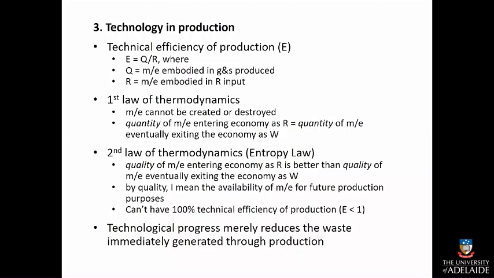The second law of thermodynamics is the entropy law. And this relates to the quality of matter and energy. So even though we can't destroy or create or increase the quantity of matter and energy, we can affect the quality. And we will. When we use matter and energy, we reduce the quality of the matter and energy that has entered the economy as natural resources. So the quality of matter and energy entering the economy as resources is better than the quality of the matter and energy eventually exiting the economy as waste. Or we can look at it another way, the quality of the matter and energy exiting as waste is worse than the quality of the matter and energy that originally entered as natural resources.